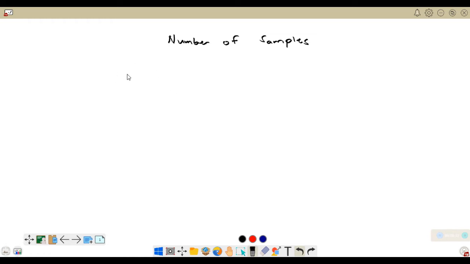So for the number of samples, ang pinakang safe na formula will be the Slovin's formula kasi ito yung may assumption na normal yung population. So we have n equals N over 1 plus N e squared. This is the formula that we are going to use for the Slovin's formula.